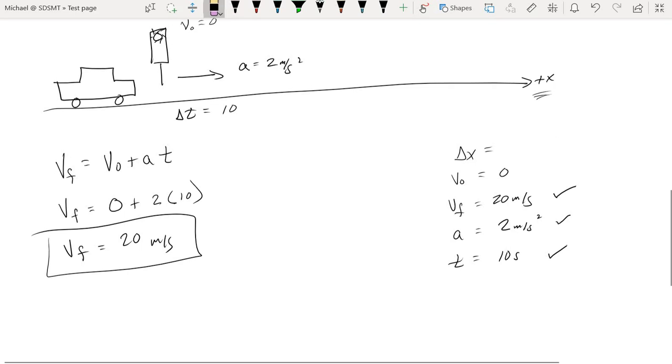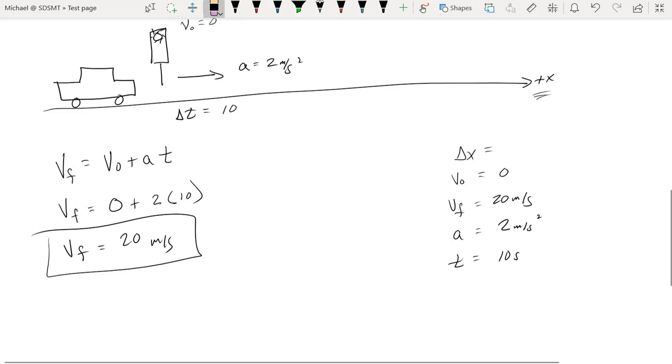Now we need to solve for the displacement. Now here's something interesting. In our list of kinematic variables or values, I now have 4 pieces of information, and the kinematics says I only need 3. So does that mean that I can go through and just pick and choose any 3 of the 4 values that I want to use? And the answer is yeah, technically you can.